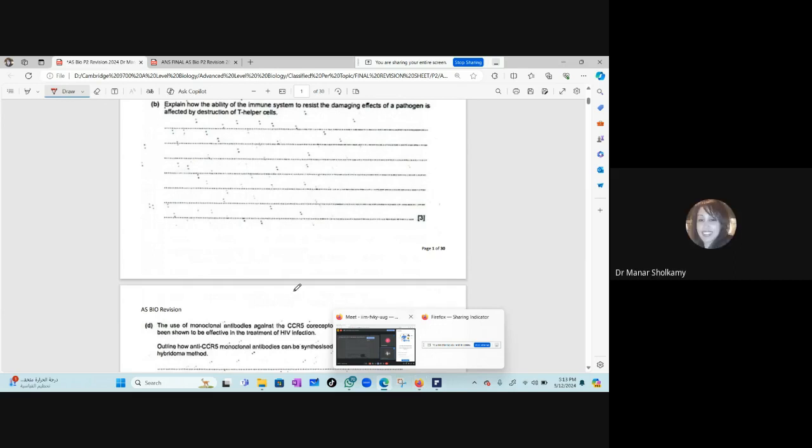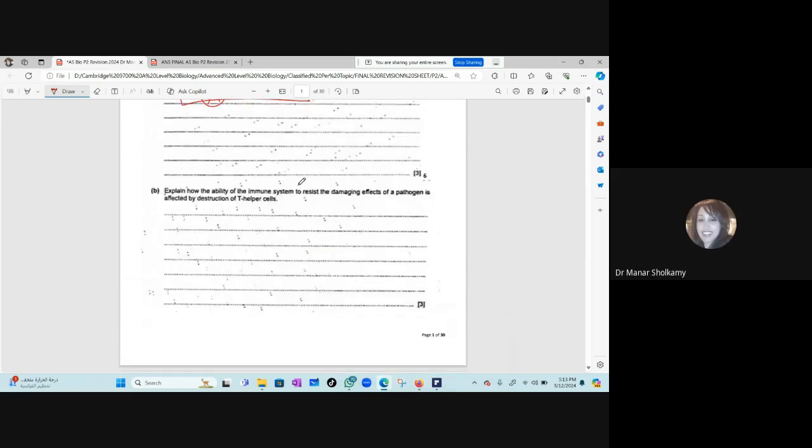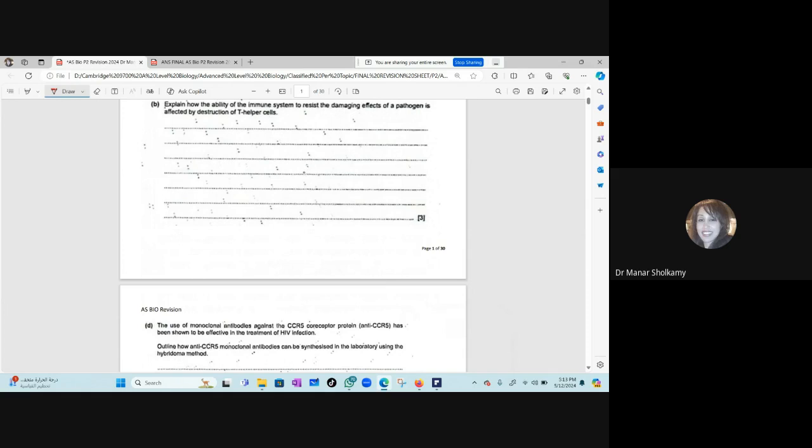Explain how the ability of the immune system to resist the damaging effect of a pathogen is affected by the destruction of the T helper cells. The lesson immunity is very important. Now, the T helper cells are destroyed because of an infection, because of HIV. How will this affect your immune response? Less cytokines are produced, so less B lymphocytes and T killer cells are stimulated. So the B lymphocytes won't differentiate into plasma cells and memory cells, so less antibodies are produced from the plasma cells.